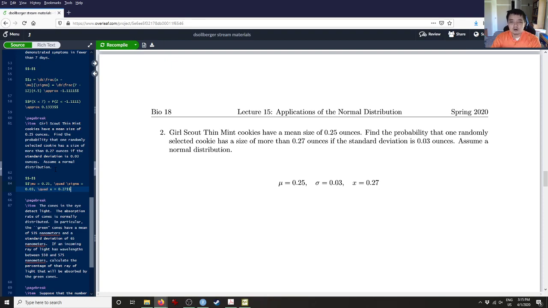So to parse the word problem a bit towards the formulas that we have looked at in the past, we have that mu equals 0.25, sigma equals 0.03, leaving the 0.27 for x.